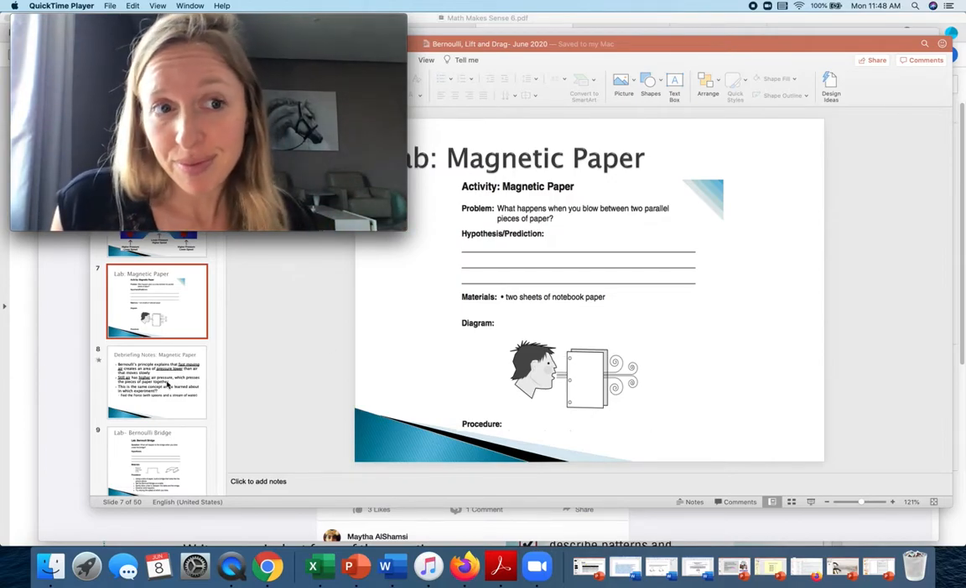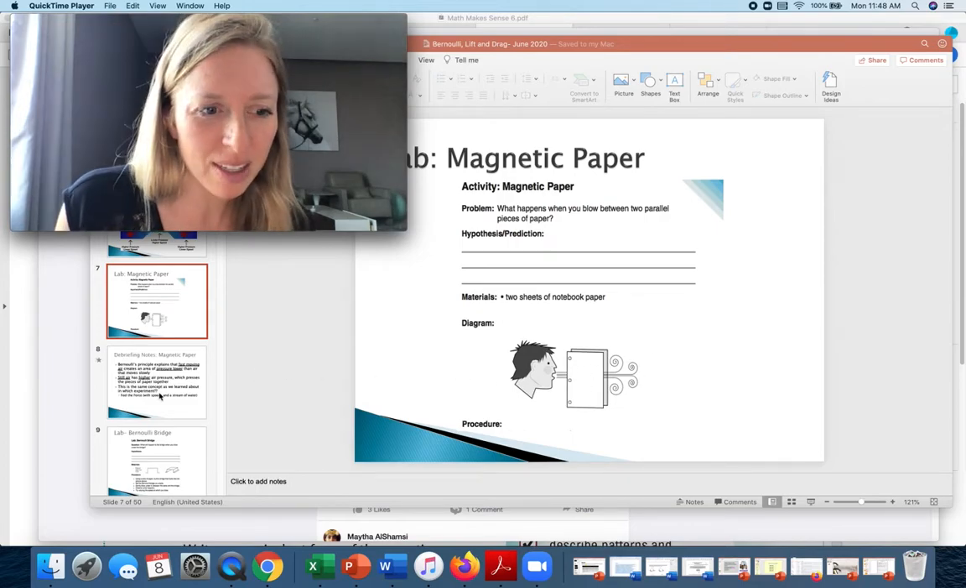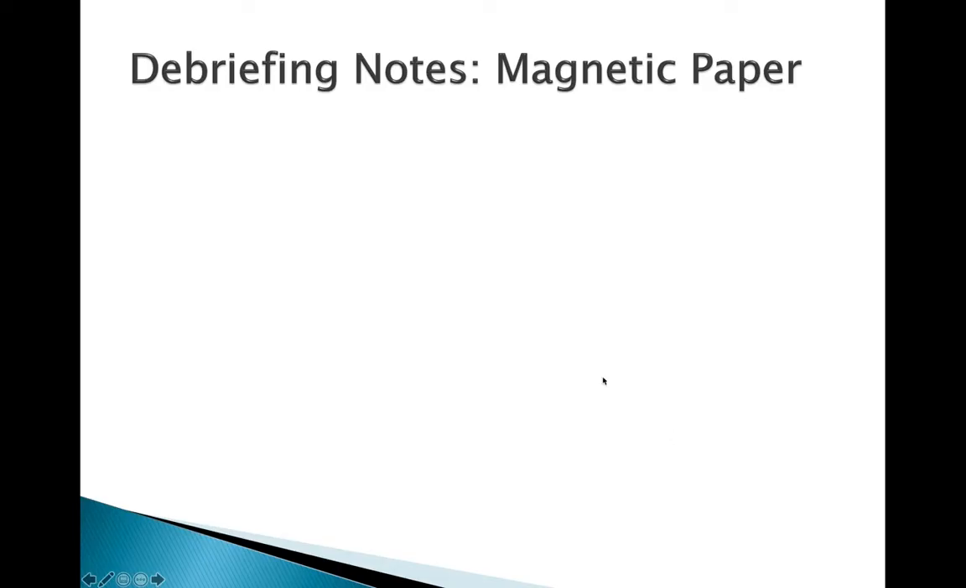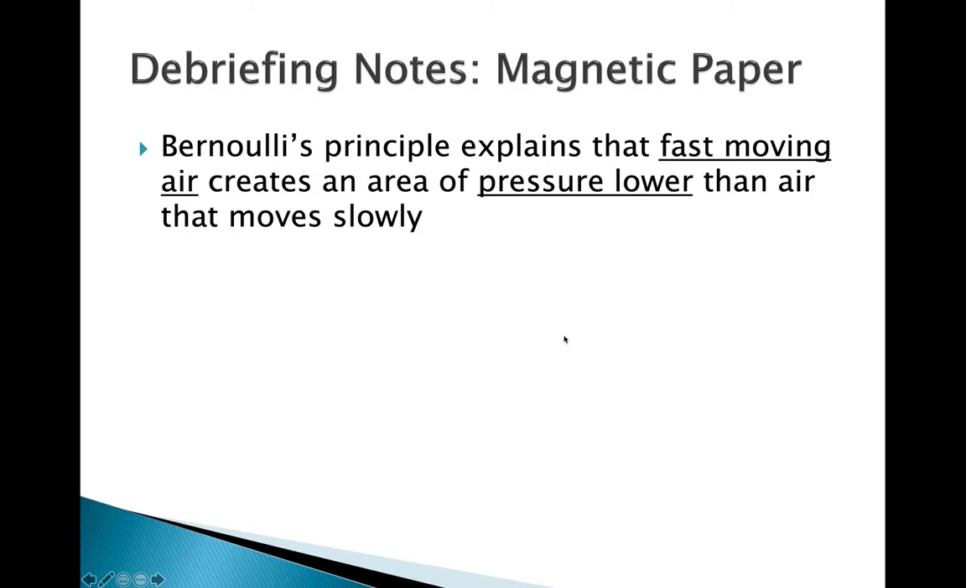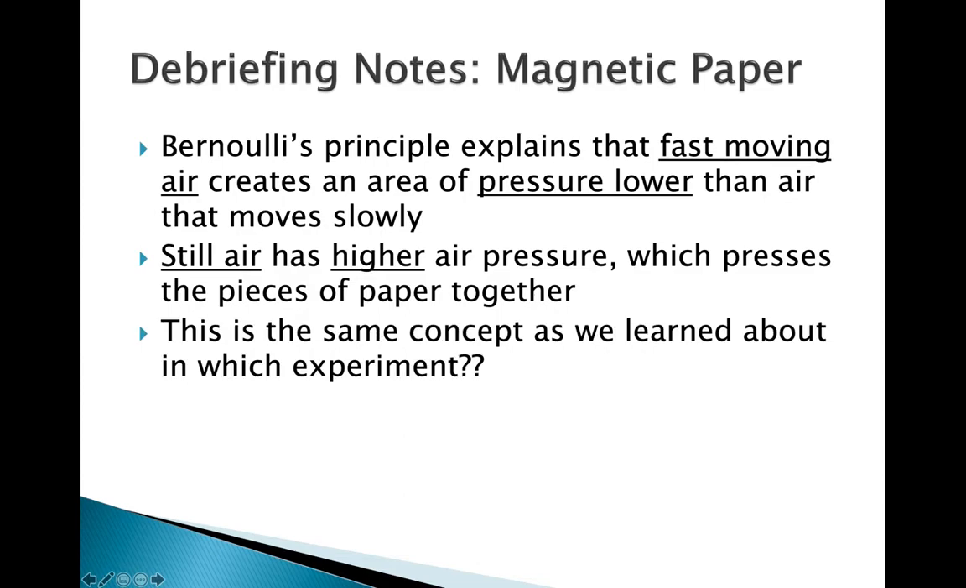Hopefully you've written that down, and then it'd be cool for you to also draw what happened. I'm going to explain this now with some little debriefing notes, so I suggest that you also write this underneath. If we were in school we'd take longer, but this is basically what happens. Bernoulli's principle explains that fast-moving air creates an area of lower pressure than when it is moving slowly. Still air has high air pressure, which presses the two pieces of paper together.